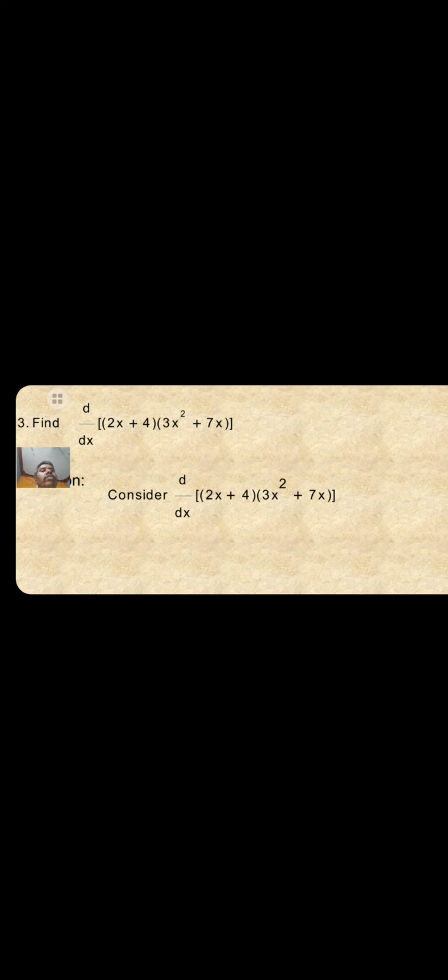Next question, number 3. d by dx of 2x plus 4 into 3x square plus 7x. Here two factors are given, so we have to apply the uv formula because it is the product rule. So consider the solution. Consider d by dx of what is given here, 2x plus 4 into 3x square plus 7x.